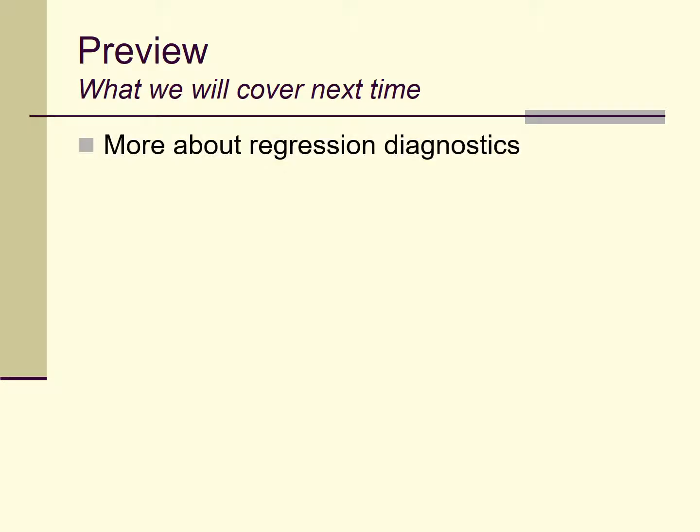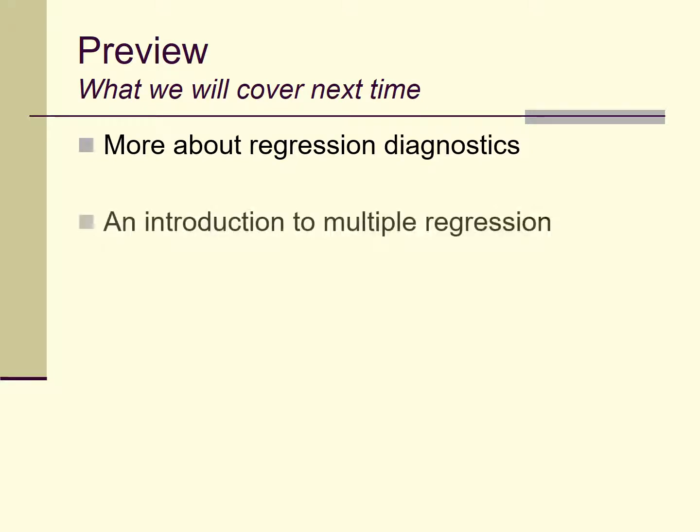What will we cover next time? Well, next time I'll do a little bit more about regression diagnostics, and I'll also introduce multiple regression. That's regression where there's two or more predictor variables, which is, of course, rather common in the realm of applied statistics in psychology and other behavioral sciences, and opens up some really new, kind of interesting avenues for exploration. So I'm really looking forward to that lecture.